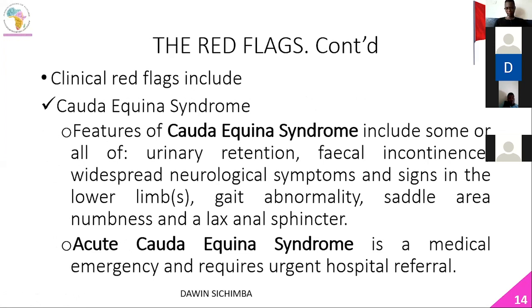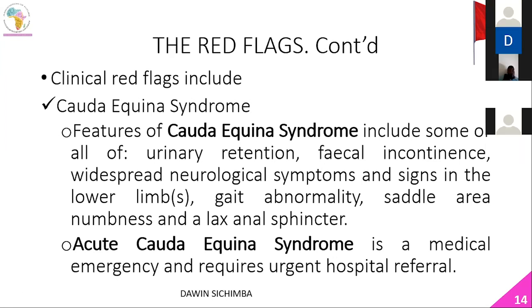Okay. So I was saying some of the red flags that we can consider. We have what is called the Cauda-Equina syndrome. So features of Cauda-Equina syndrome include: one, urinary retention, fecal incontinence, widespread neurological symptoms and signs in the lower limbs. Then we also have gait abnormalities, saddle area numbness, and lax anal sphincter.